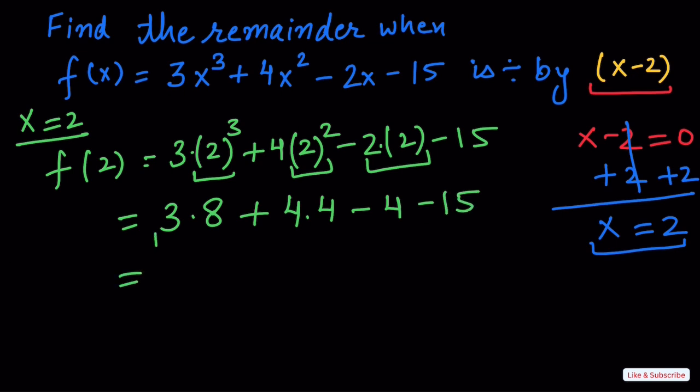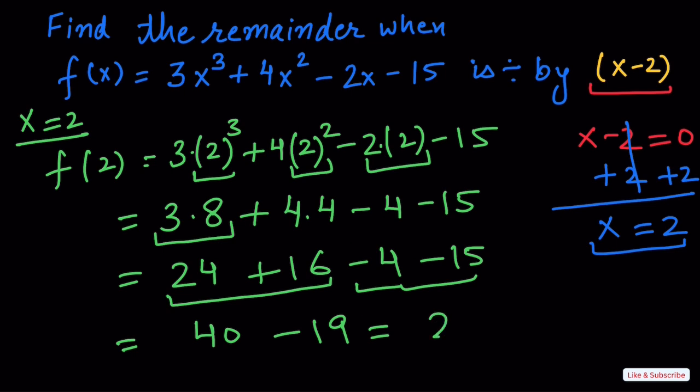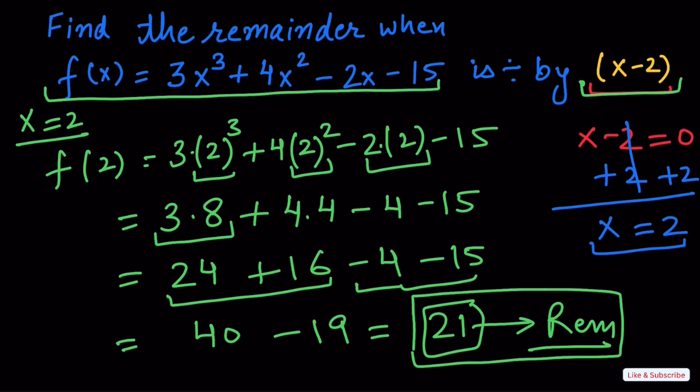Solving it further, what is 8 times 3? That's 24. What is 4 times 4? That's 16, minus 4, minus 15. What's 24 plus 16? That equals 40. And what's negative 4 minus 15? That gives you negative 19. Now what's 40 minus 19? That gives you 21. So in this case, the remainder is 21.